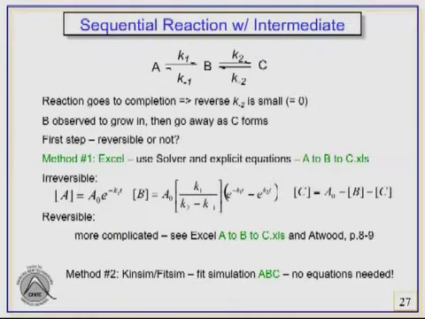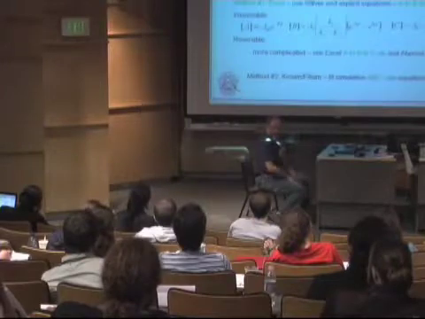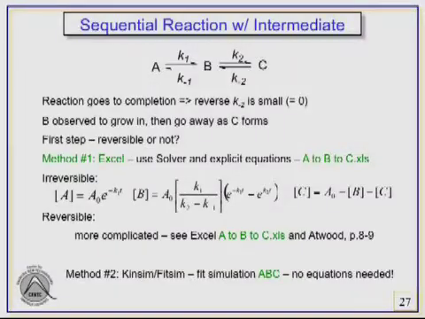Here's another one. Look at this mechanism. This is getting pretty hairy. I assigned a handout from Atwood's book where they go through this example. The first case they do is irreversible, K1, K2, so just A to B to C. You can write down explicit equations for all these rates. Likewise, for the reversible case, you can write it down, but it's a lot more complicated.